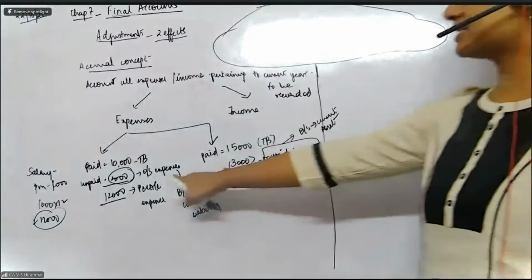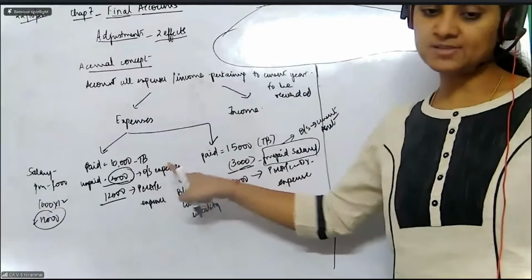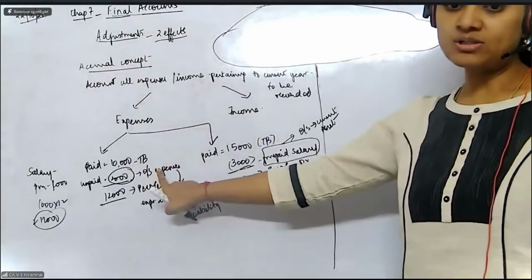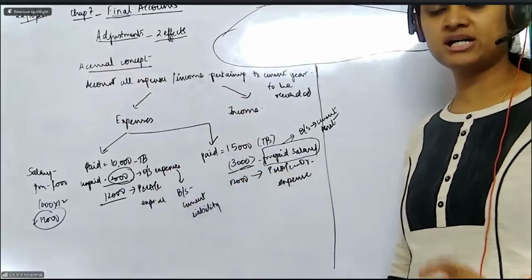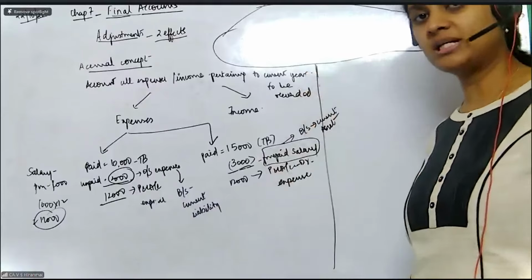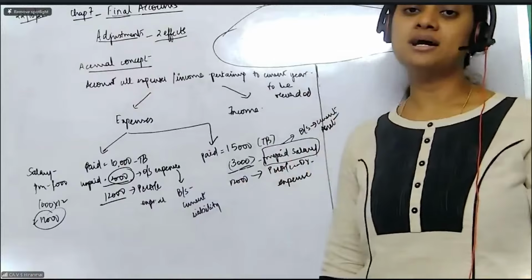So you have the concept of outstanding expenses and prepaid expenses. Outstanding expenses you will add and show the total in the P&L account debit side. Outstanding expenses will go into the balance sheet under the current liabilities. If it is prepaid expenses, subtract it from the total expenses and take the prepaid expense into your balance sheet under the current assets.